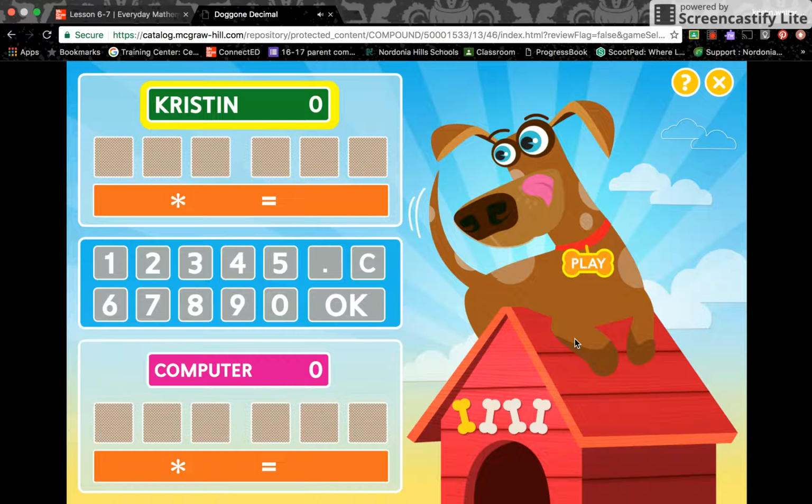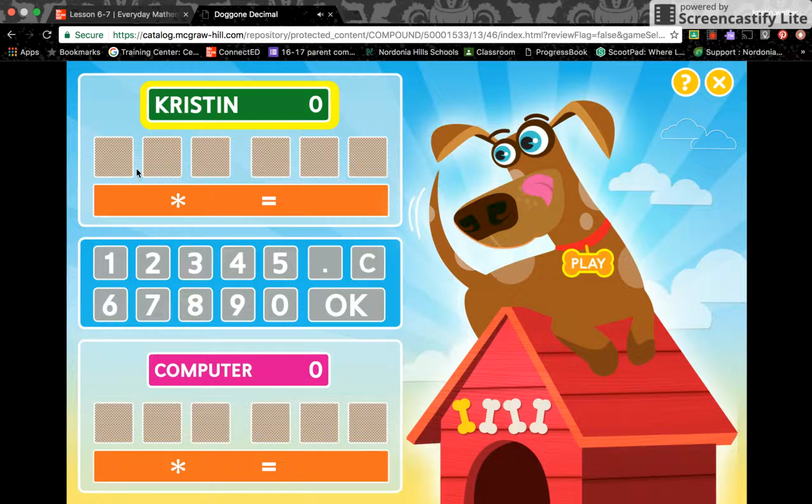Okay, so I'm quickly and very briefly going to go over the basics of how to play Doggone Decimal. I know they go over it if you have your volume on, but I think the directions you guys use are a little bit confusing. So when you log into Everyday Math and go to Doggone Decimal, you do have a choice of playing versus the computer or with a partner.